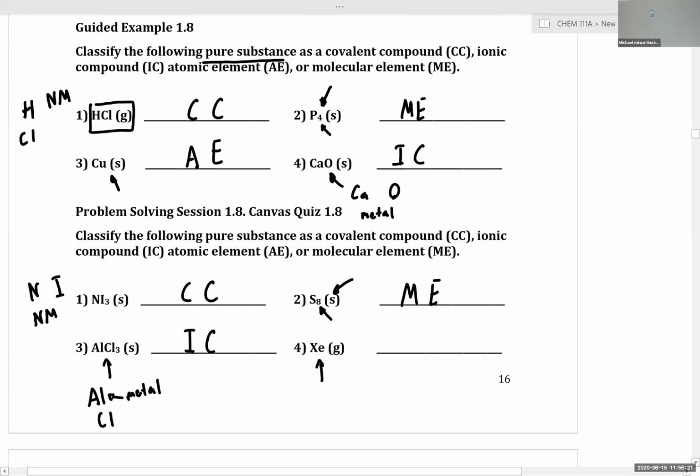Looking at xenon now, is this an element or a compound? It's an element. And do we see a single atom or multiple atoms? Single, so is it atomic or molecular? It's atomic, yeah.